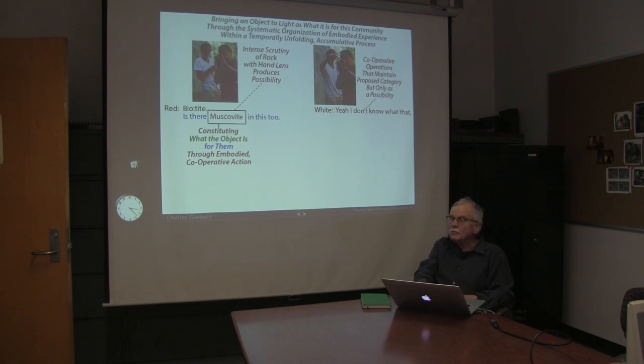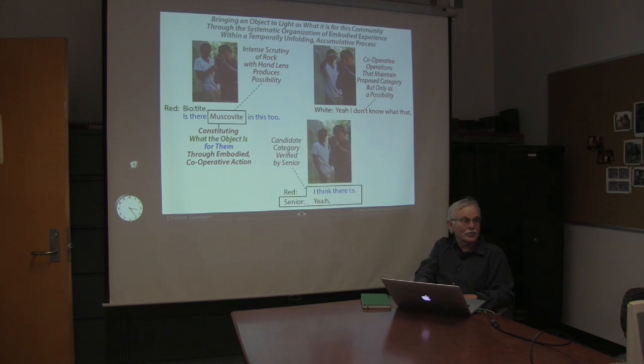And then another person comes in and joins her. White, I'm just talking about the color of their shirts, comes in and points toward it and says, yeah, I don't know what that is. She's also holding that as only a possibility, a candidate possibility. If you want a liminal object, it hasn't yet been constituted as that category. Then they take it to the professor, the senior geologist. He says, I think there is. And then he says, yeah. And at this point, it has at last been constituted as that kind of an object.